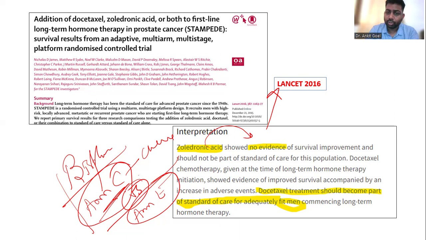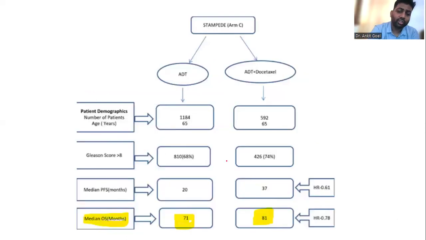Therefore, based on all these calculations, recommendations were made that zoledronate should not be a standard of care. Only for bone health is it recommended. It has no role in prostate cancer. So docetaxel after this publication started becoming the standard of care. Why? Because it significantly improved the overall survival.